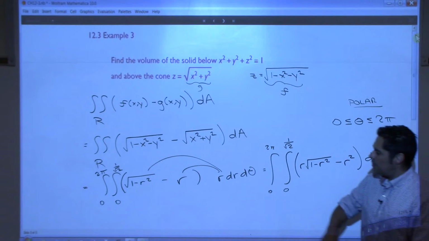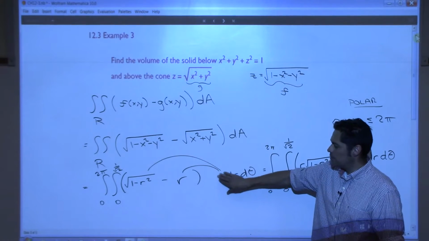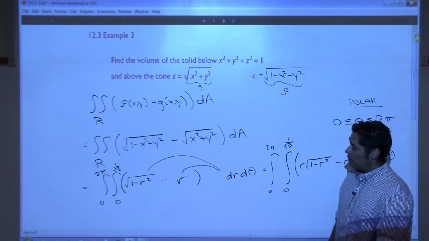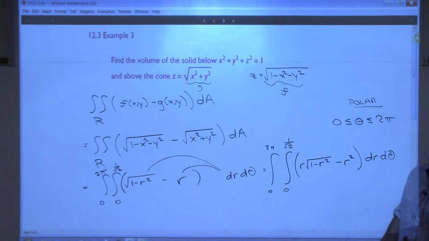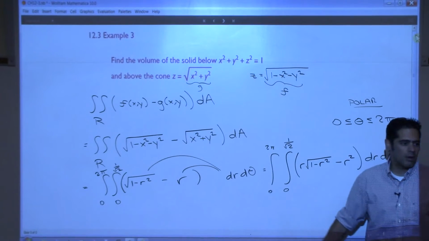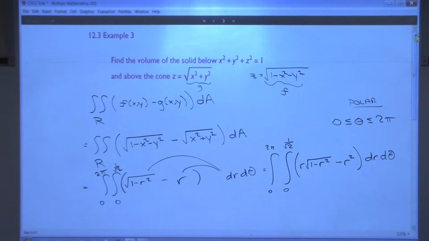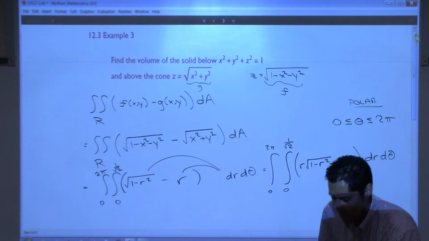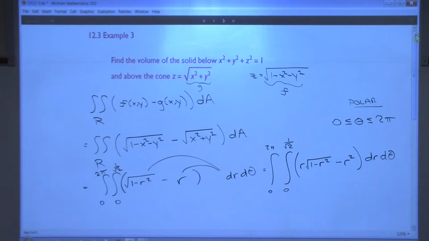So if you forget that r, not only would you be wrong, but the integration would change quite a bit, wouldn't it? 1 minus r squared, root 1 minus r squared, you would do that with a trig sub instead of a basic u-sub. And so you'd be doing a lot of work for nothing. So dot, dot, dot.